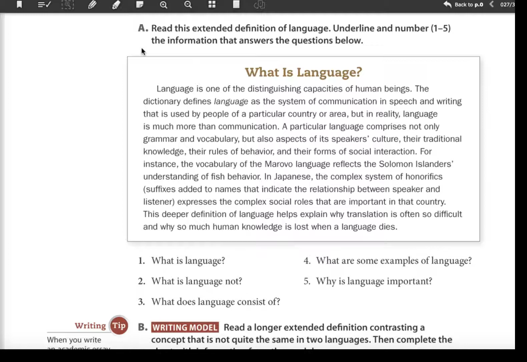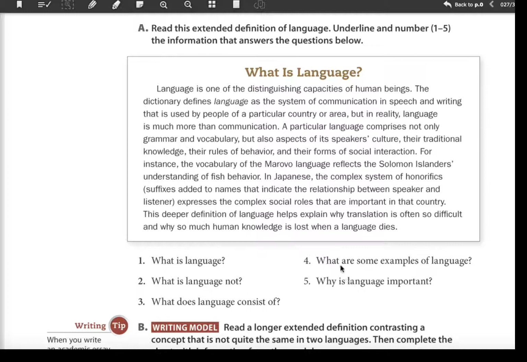So on page 27, this person chose to write a definition paragraph about language. So they did their homework. Before they wrote this definition paragraph, they answered these questions in a chart. What is language? What is it not? What does it consist of? What are the examples? Why is it important?